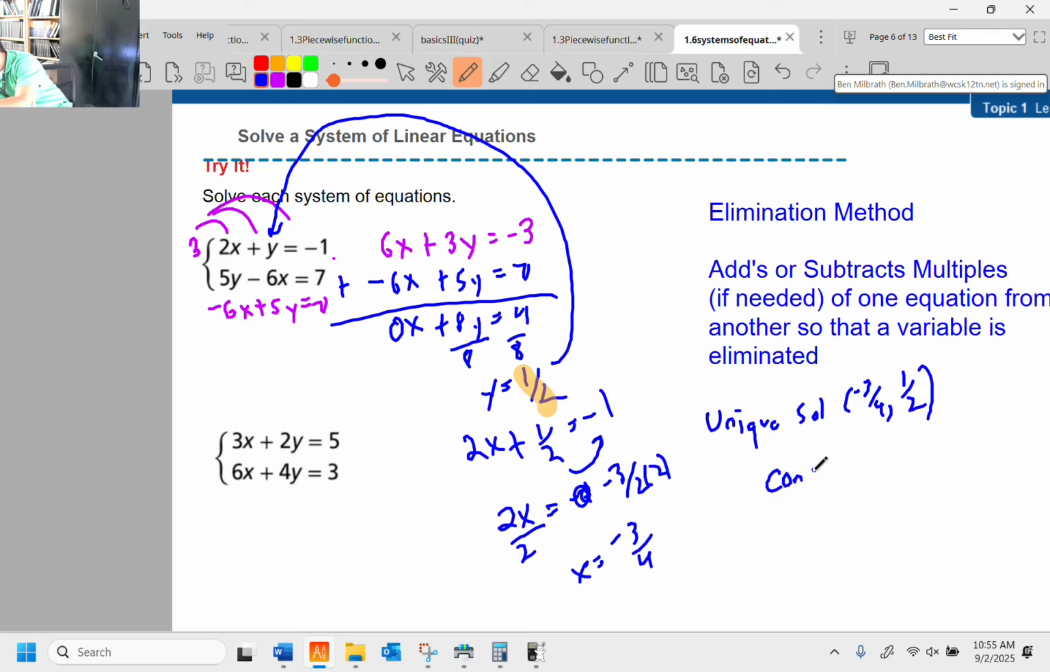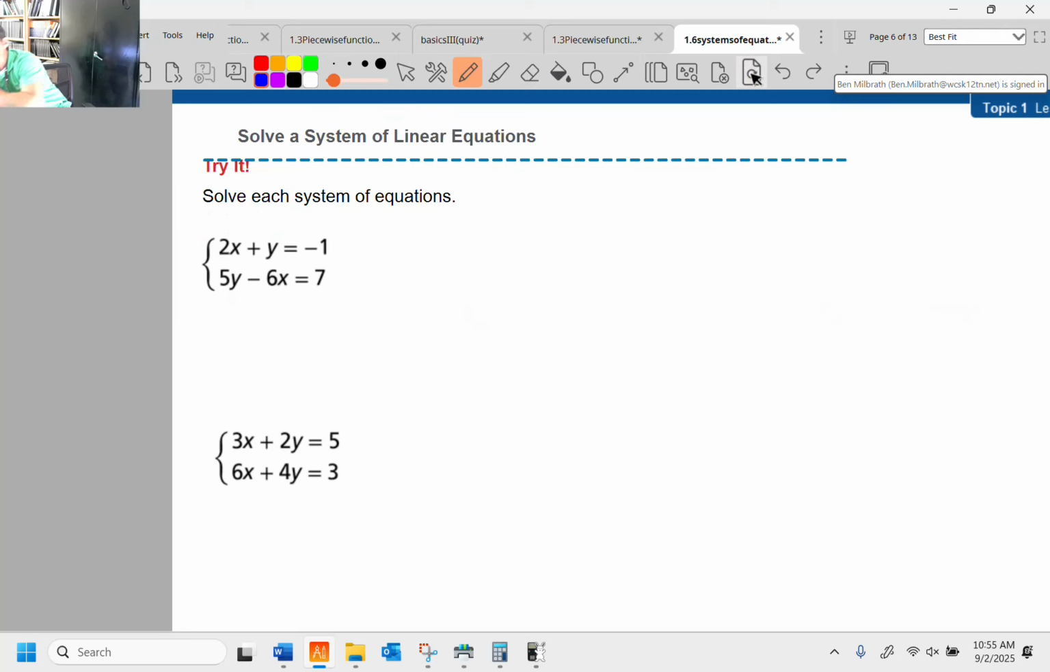Now, classifying it, we have solutions. That makes it consistent. And we had a unique one that makes it independent. It is consistent, independent. Now, moving on to the next example here.